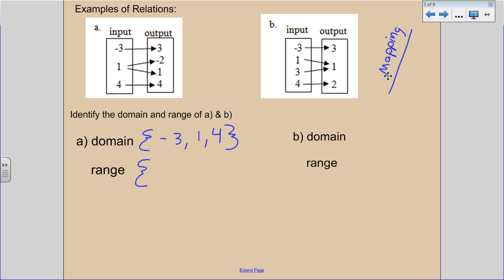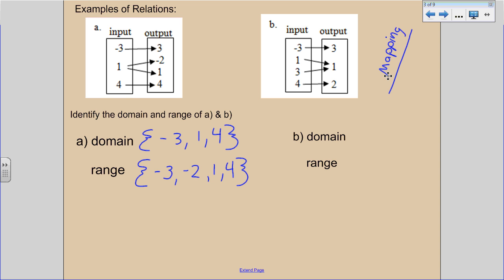Now here's the problem, guys. I do believe the order arrow covered up the -3, so this is -3, -2, 1, and 4. When you make your mapping, those should be written in order from least to greatest.